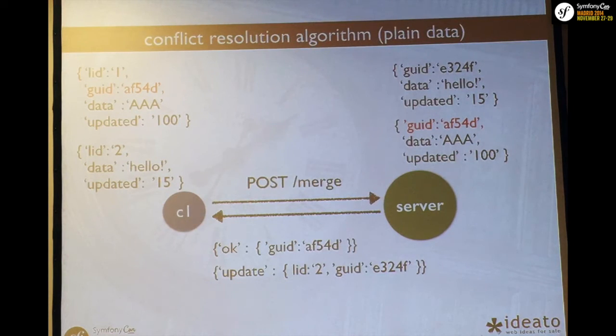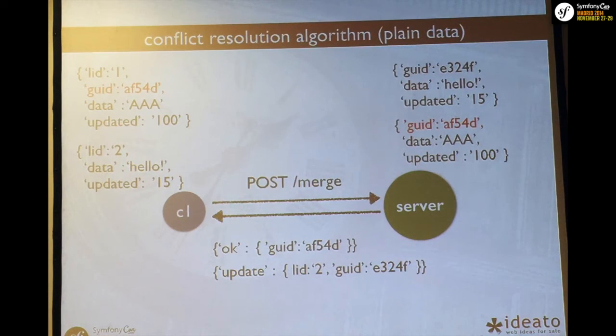In the response, we specify what action the client is supposed to do. In this case, just update the global unique identifier for the record. The record was with the local ID 2. And for the second record, basically you have to do nothing because the record was the most recent.